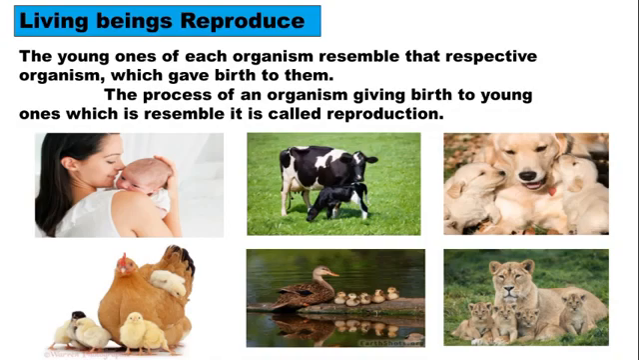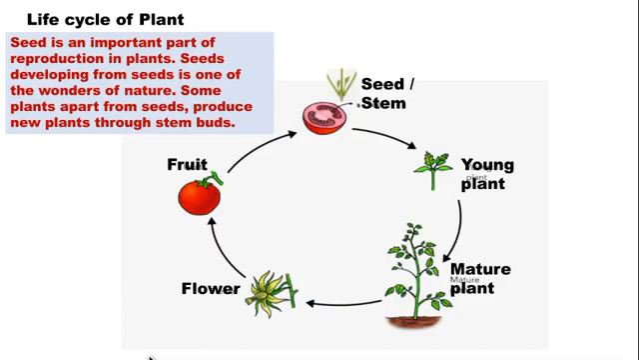But in the case of hen, what will happen? First it lays egg, after few days it hatches the egg and chicks will come out. And duck and lion also, we can see the babies, isn't it? So living beings reproduce. Next is how the reproduction process happens in the plant.